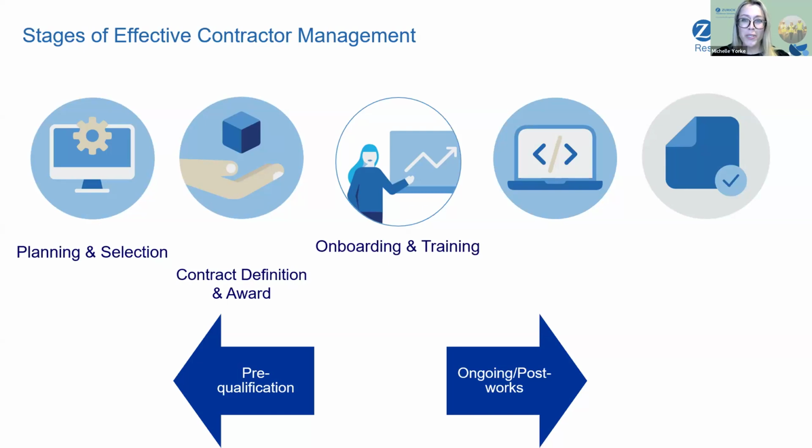Then moving on to onboarding and training. In this stage, the contractors are introduced to the organisation's policies and safety protocols and provided with the necessary training. Then monitoring and supervision involves regularly tracking contractor performance, maintaining communication with them, and ensuring compliance with legal, safety, and quality standards. And finally, in the evaluation and review stage, the contractor performance is assessed, feedback is collected, and the contract is officially closed upon satisfactory completion of the work, and then lessons learned are documented.